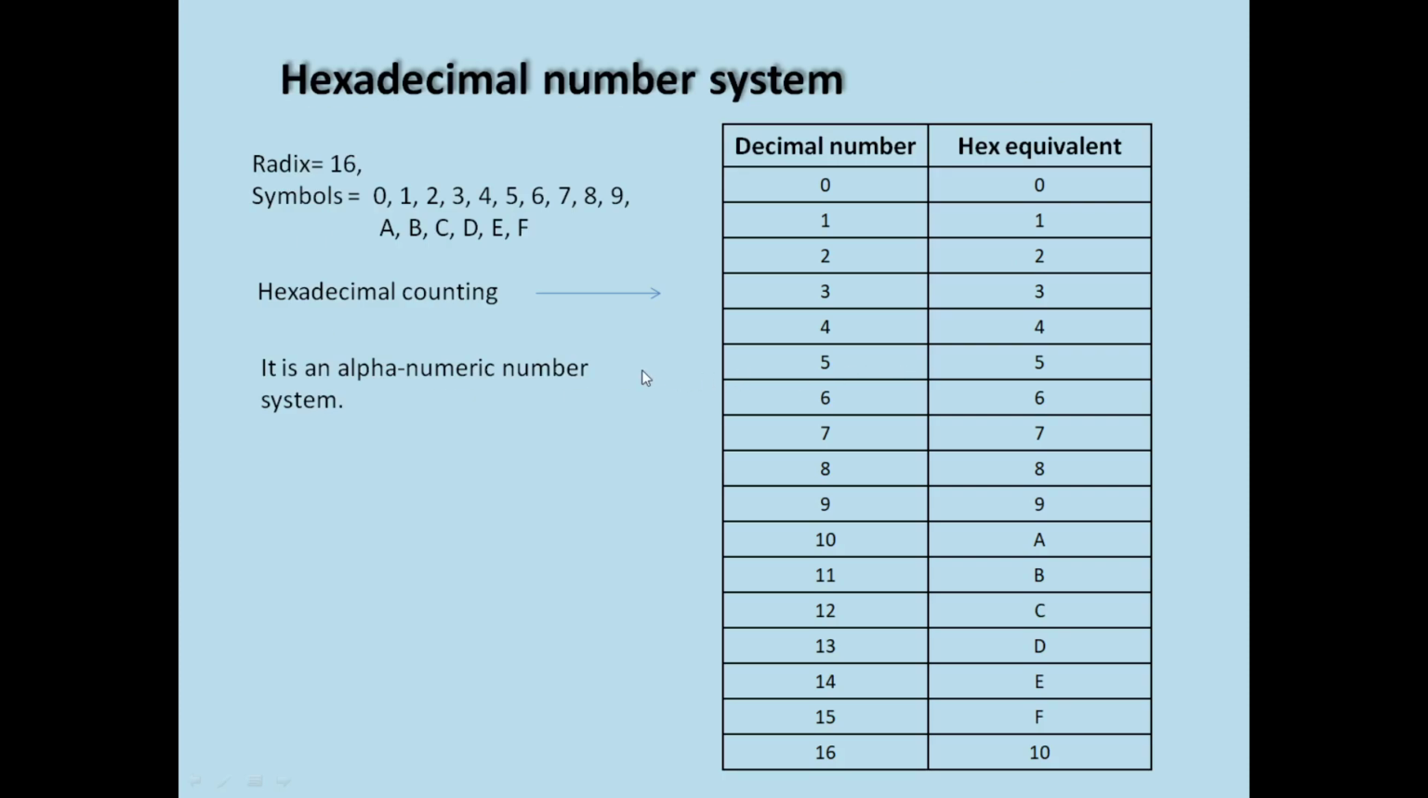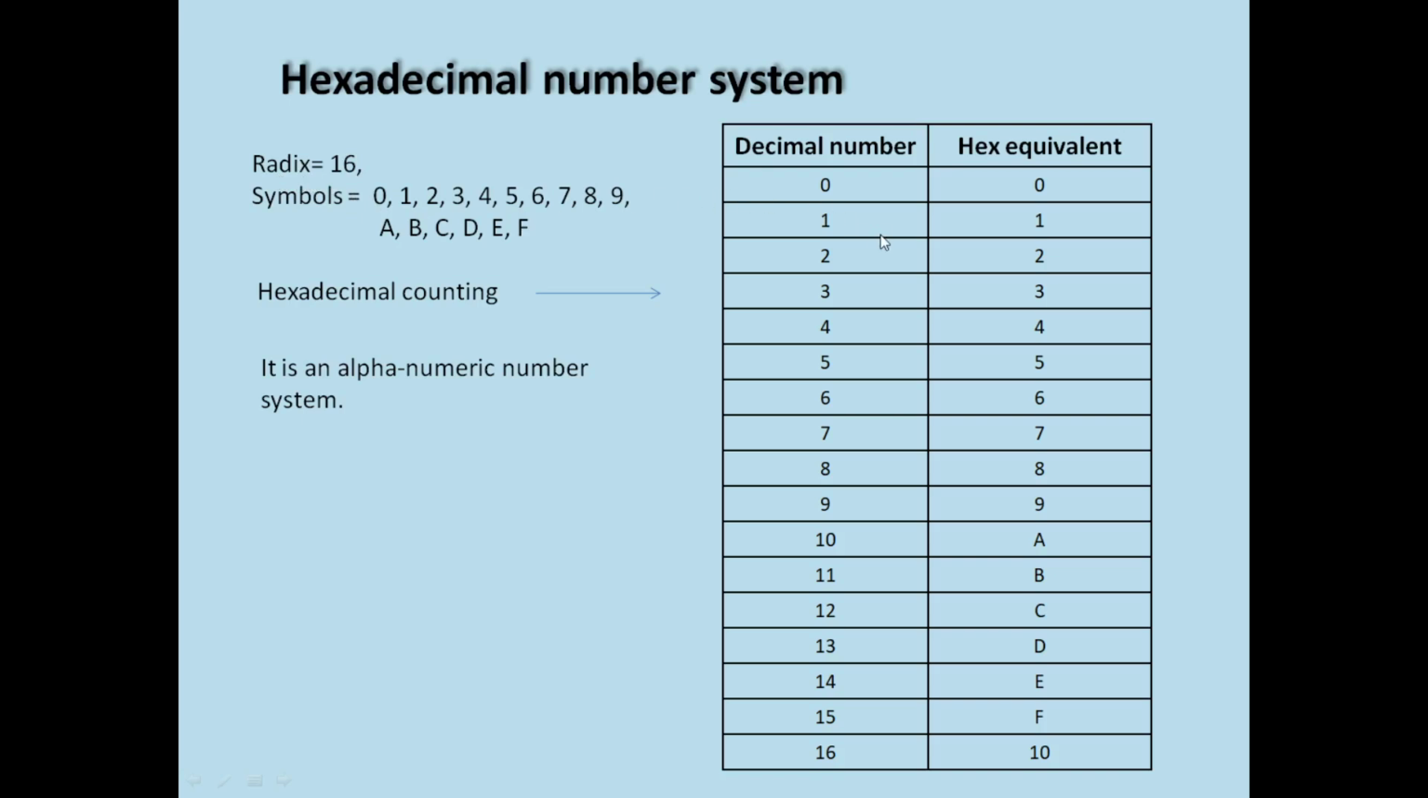The next number system is the hexadecimal number system. The hexadecimal number system is an alphanumeric number system. Alphanumeric means the symbols include numerals as well as alphabets. So what are the symbols? From 0 to 9, these 10 symbols, plus from A to F, these 6 symbols. So in total there are 16 symbols, and hence the radix of the hexadecimal number system is 16.